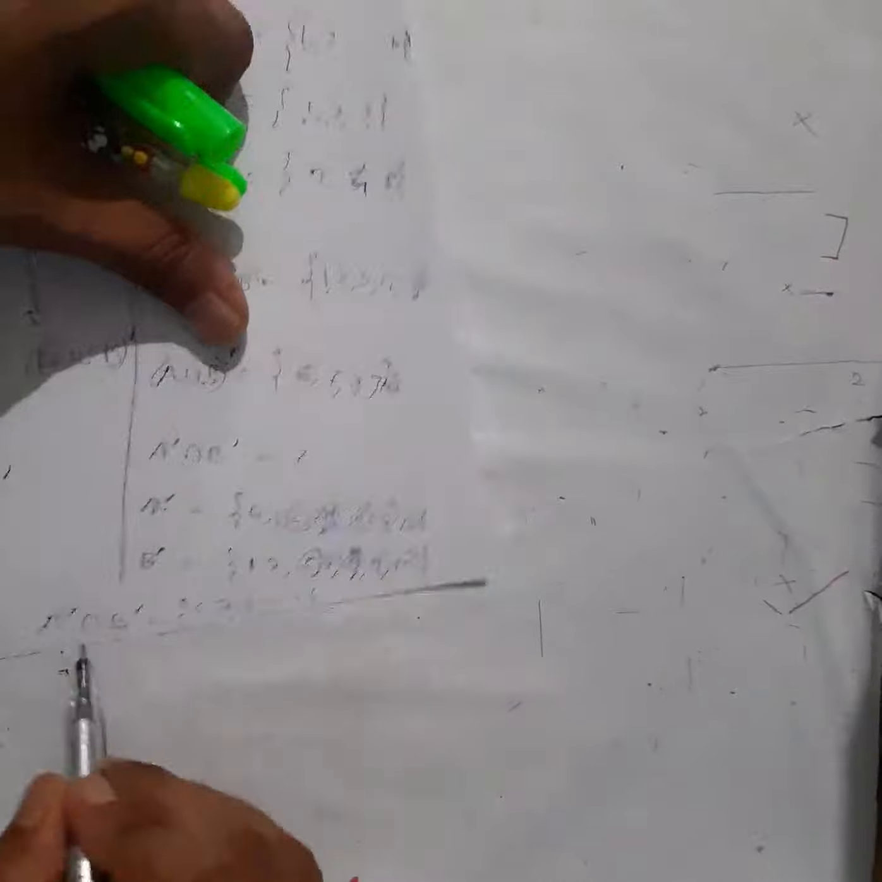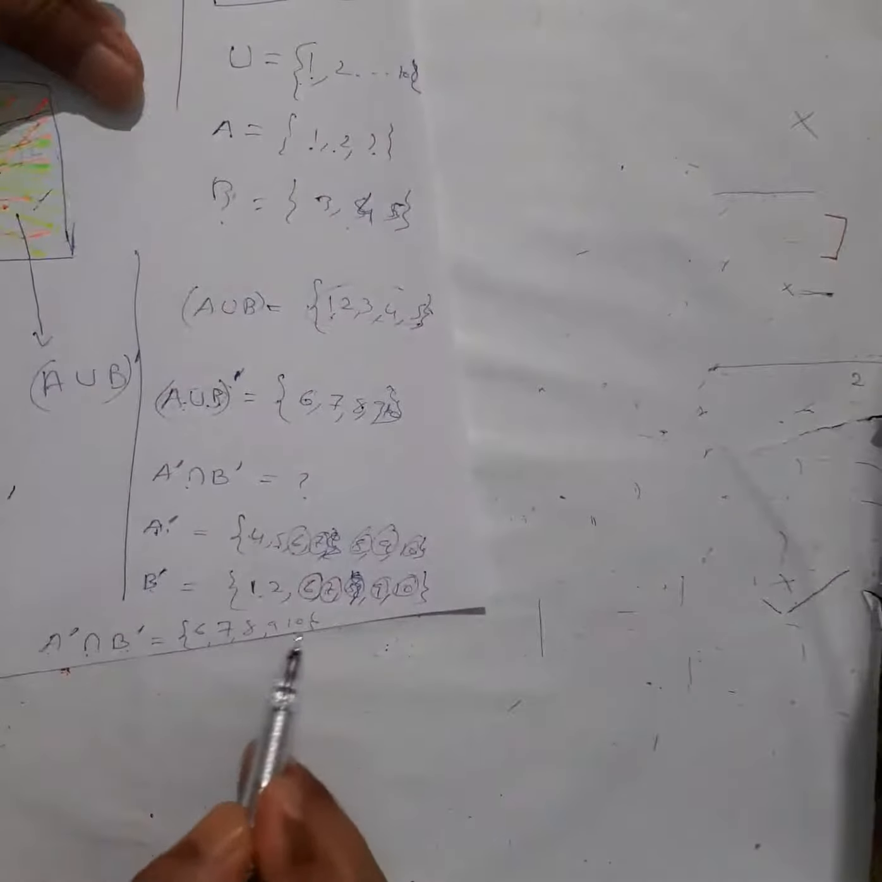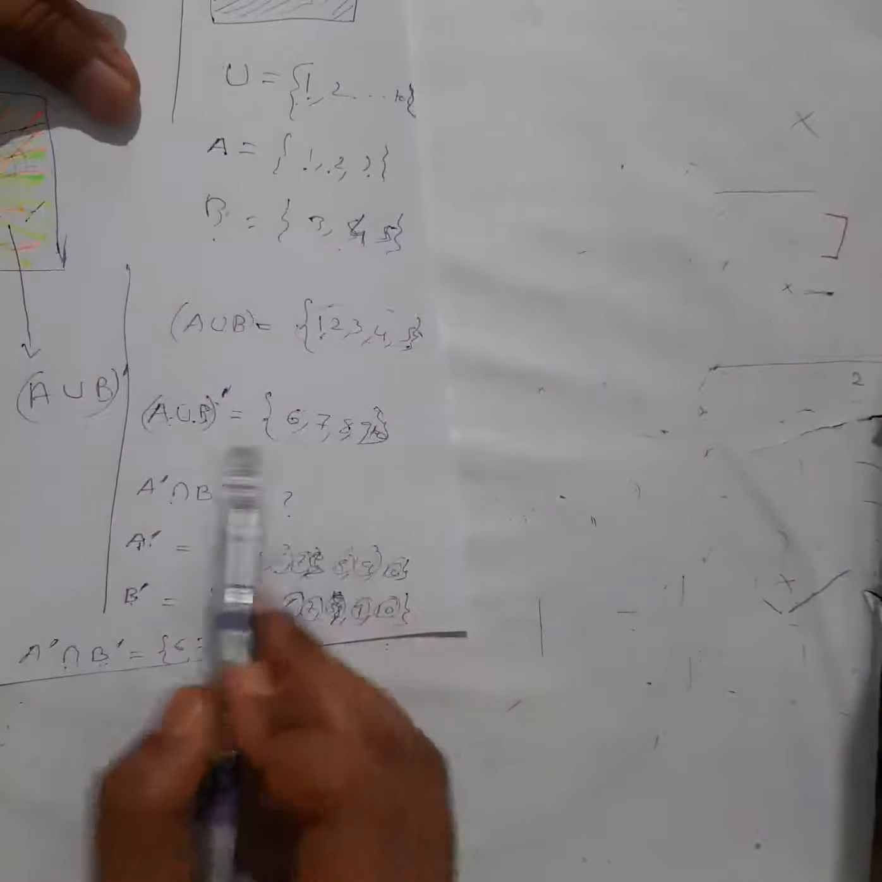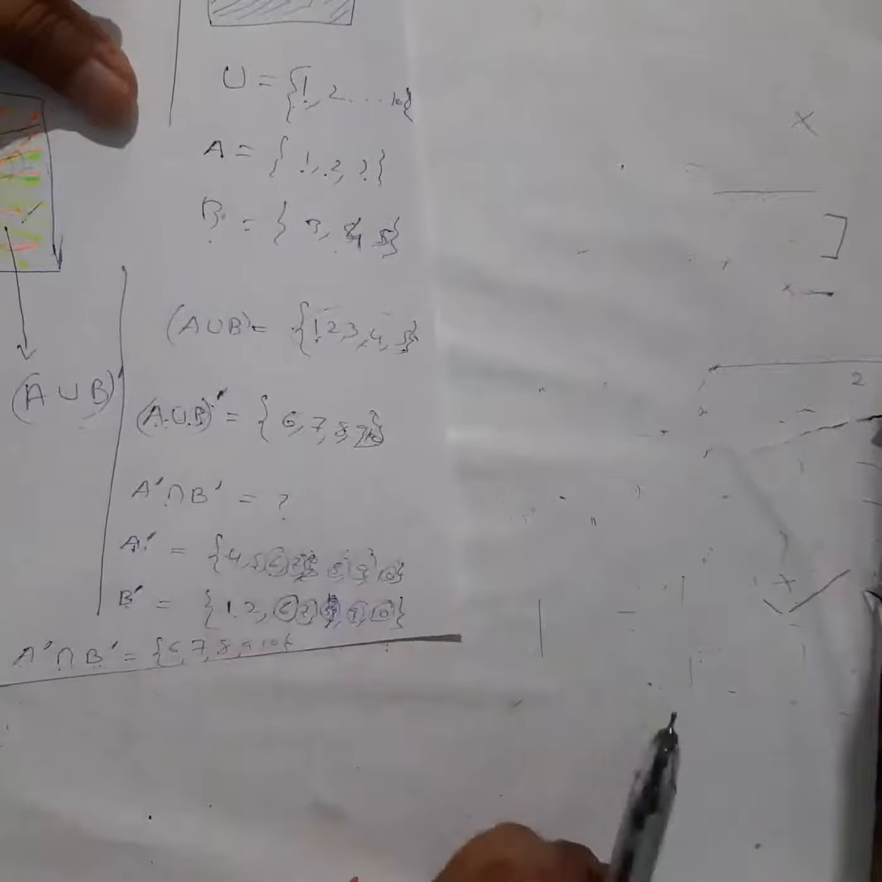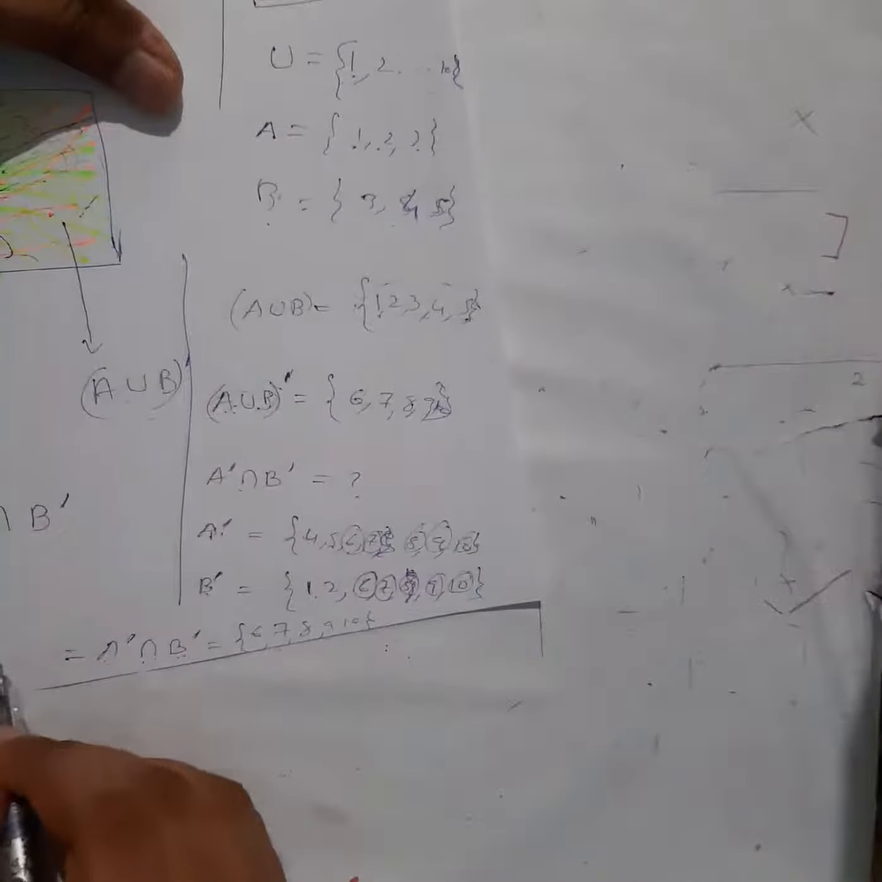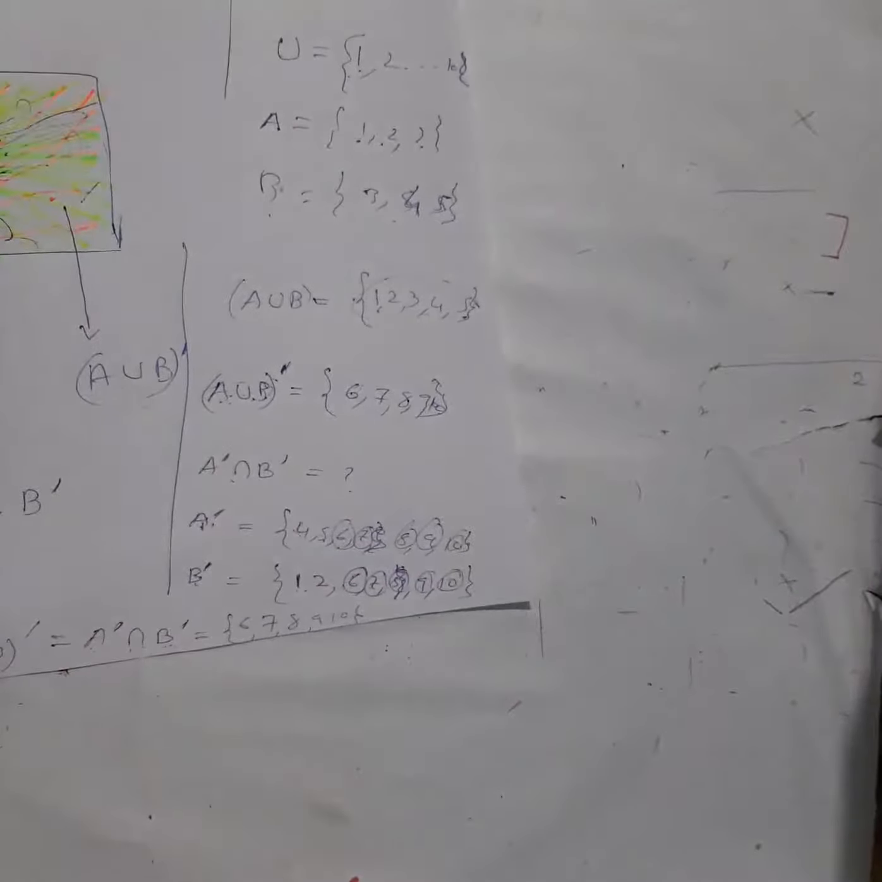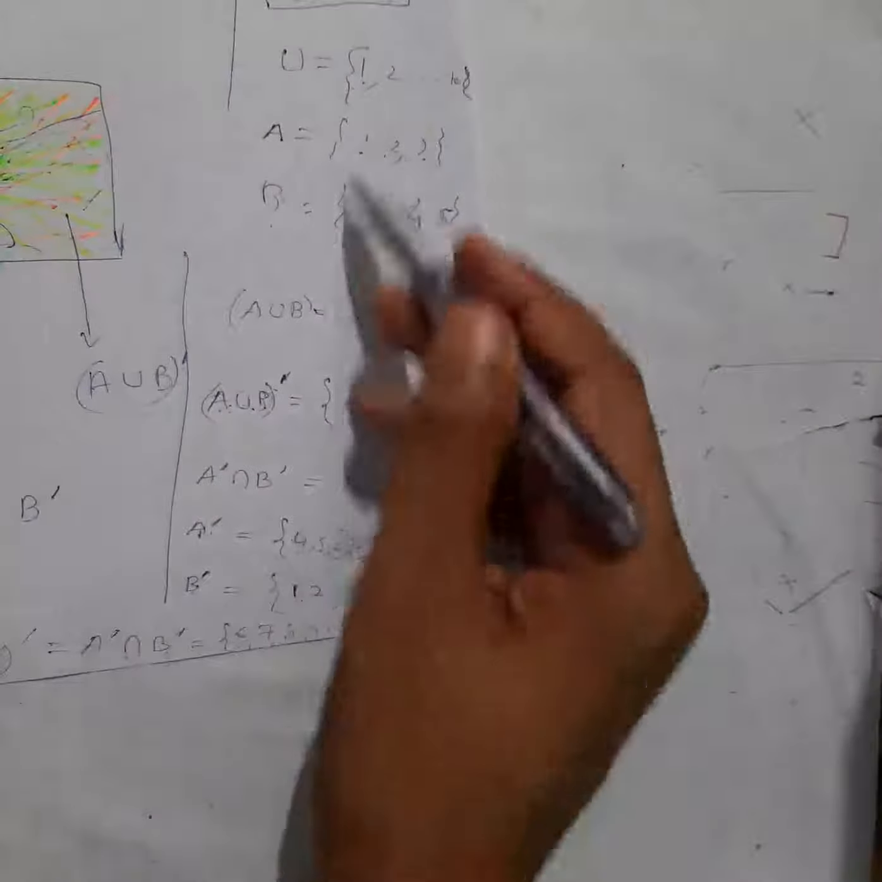So you can see A complement intersection B complement, what are the elements? 6, 7, 8, 9, 10. And A union B complement, what are the elements? Same. So can I write this as equal? Okay, so this way also you can understand the proof with the help of an example.